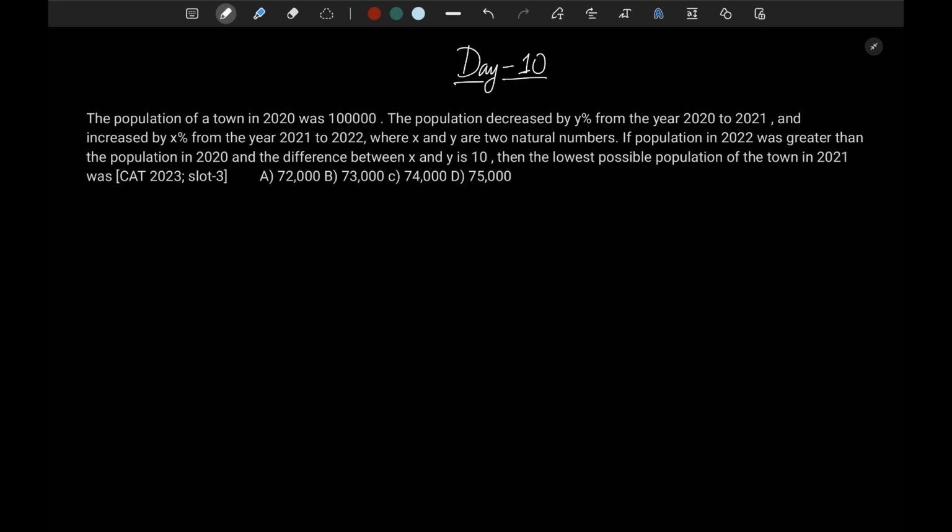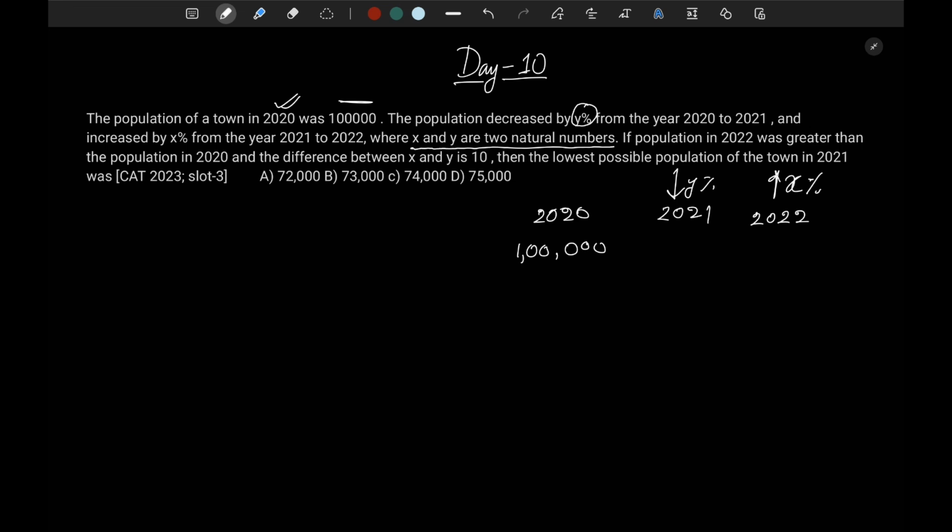They have mentioned that the population of a particular town in 2020 was this much and the population decreased by y%. So in 2020 we had 1 lakh population. In 2021 it went down by y%, and in 2022 it went up by x%. Also, one important thing is they have mentioned that x and y are natural numbers. That means greater than or equal to 1, like 1, 2, 3, 4, 5, 6, these numbers.